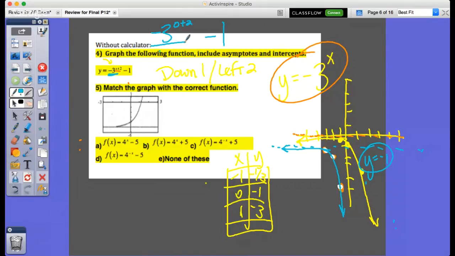-9. Good, because it's not in parentheses, right? So we would say 3 squared is 9, with the negative is -9. Minus 1 is -10. So the y-intercept would be at -10. Actually at 0, -10. Okay?